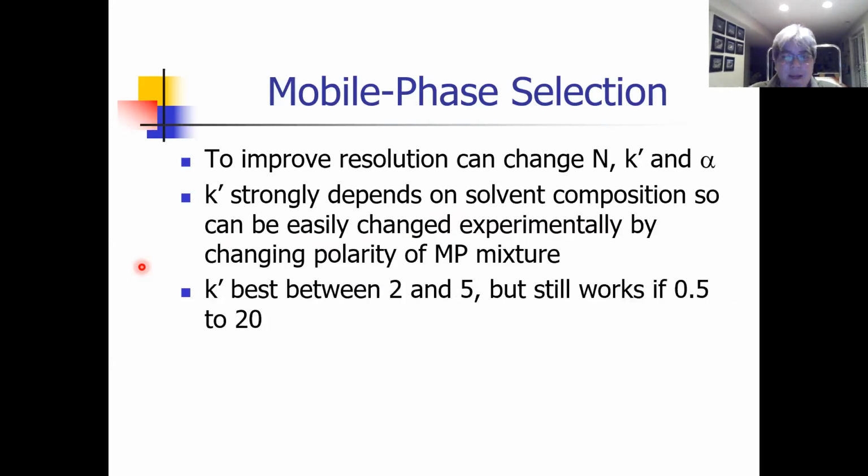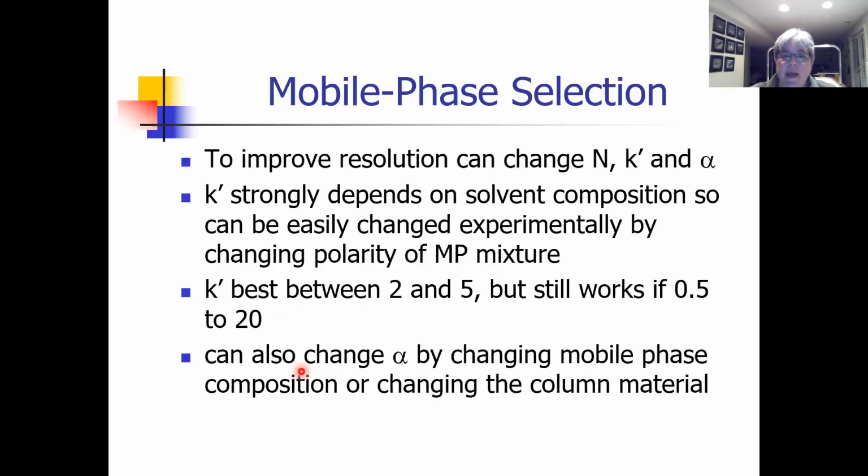So remember we said K is best if it's 2 to 5, and we said 2 to 10 is good, but in the real world, we don't always get what's best. So what actually works in the real world is that retention factor has to be between 0.5 and 20. Okay? So if that retention factor is between 0.5 and 20, it works. All right, and so we said we can change the retention factor by changing solvent composition.